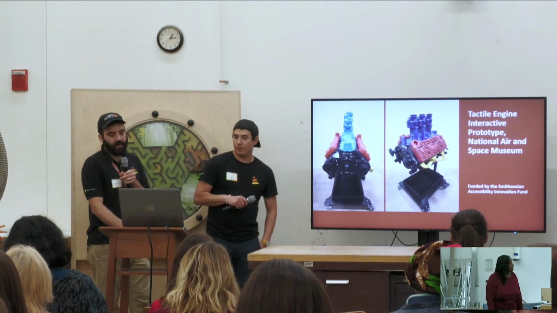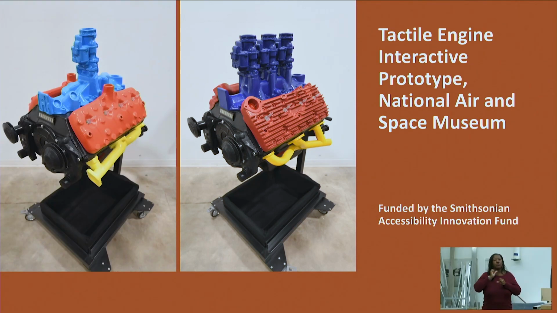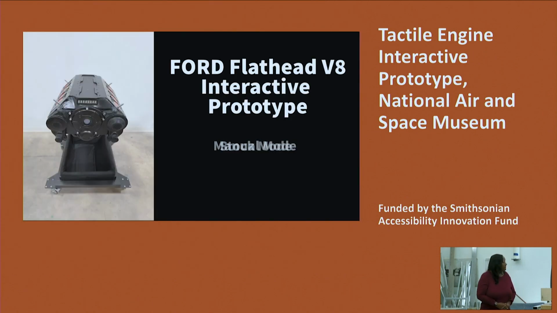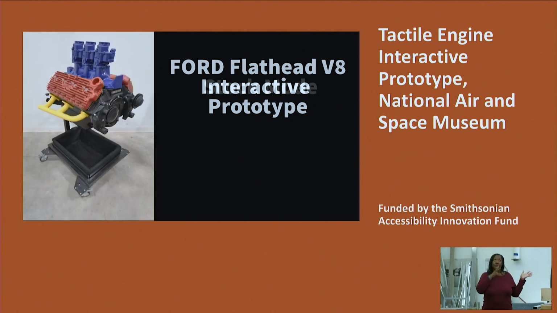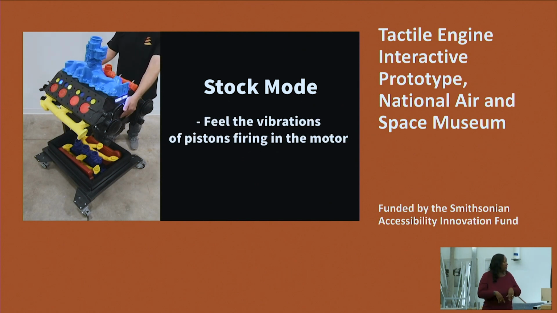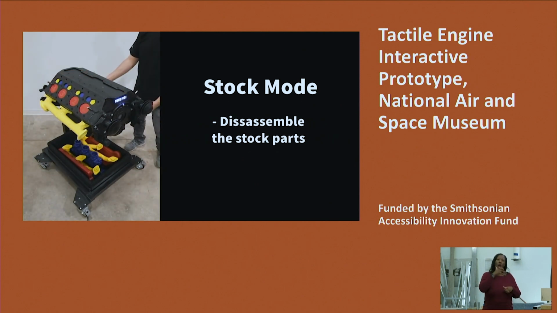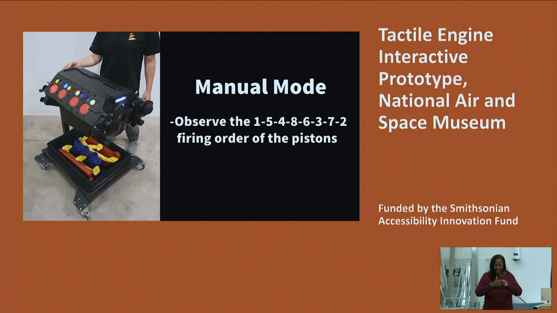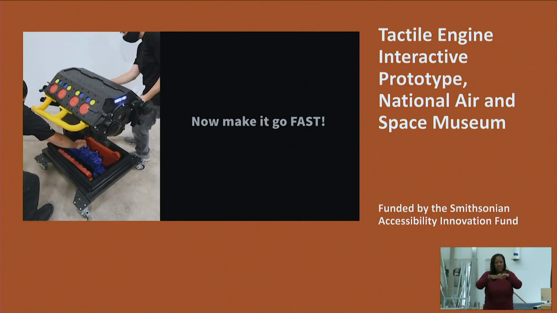So this is the Tactile Engine interactive prototype we created for the National Air and Space Museum. This project was one we did with Air and Space for their Nation of Speed exhibit, which is older now. It is a full-scale tactile model of a Ford Flathead V8 engine, which powered hot rods and other modified cars. The learning objectives were for visitors to understand how an engine generates speed and learn how you can modify an engine to make it go faster. So that's why we had the different parts you could swap in and out.